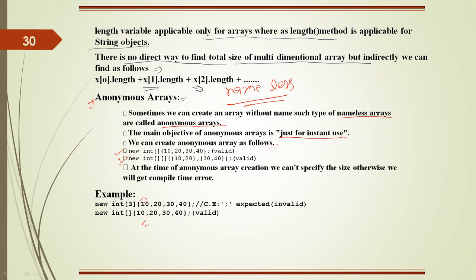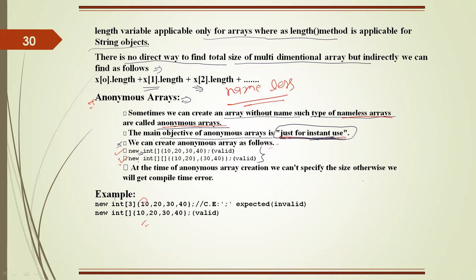What is an anonymous array? Sometimes we create an array without a name. Such nameless arrays are called anonymous arrays. The main objective of an anonymous array is just for instant use. We can create an anonymous array as follows. If you are storing and sending that array somewhere else to use in your application, then you are not required to go for this.